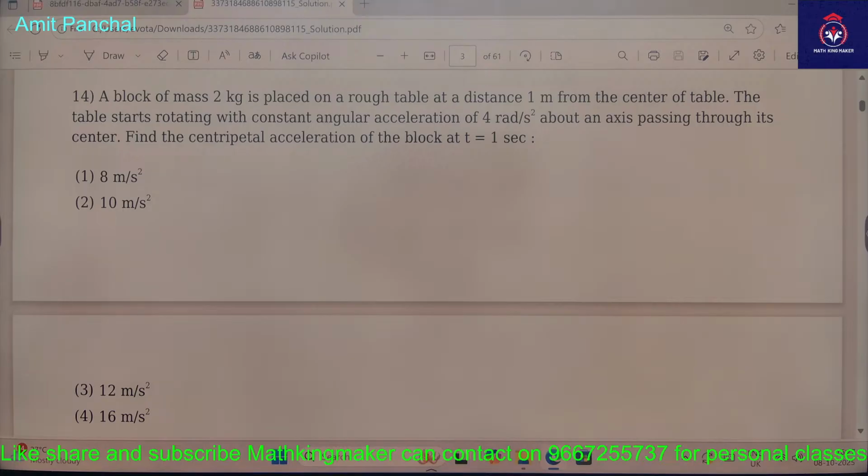Tomorrow before coming to the class, you will have to try every question from this paper. This is not yet completed. It has 45 questions. Only we have done 13. First of all, we'll finish it, then we'll go to the second one.